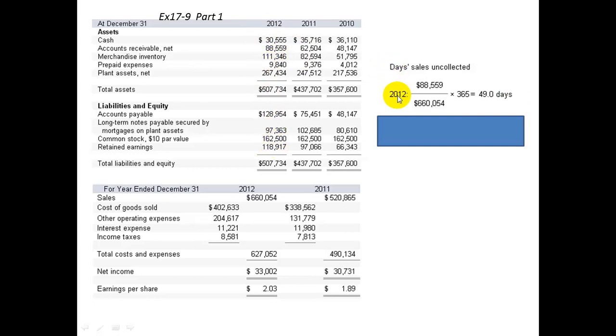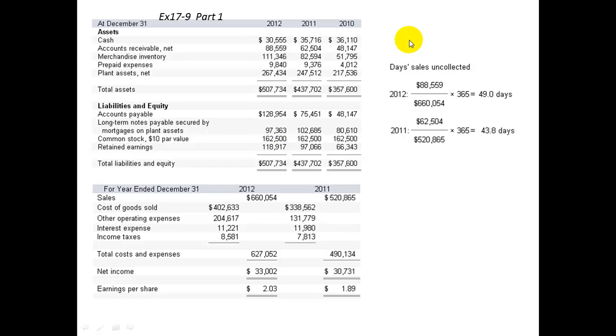But now let's take a look at the year 2011 for the same ratio. Again, you take the ending balance of accounts receivable for 2011, which is 62,504, and you divide that by the sales in 2011 of 520,865, and this fraction is then multiplied times 365 days, and you can tell now that since this is lower, it went from 43.8 in 2011 to 49 days in 2012, it looks like the percentage is getting larger, which means we're tying more of our dollars up in receivables.